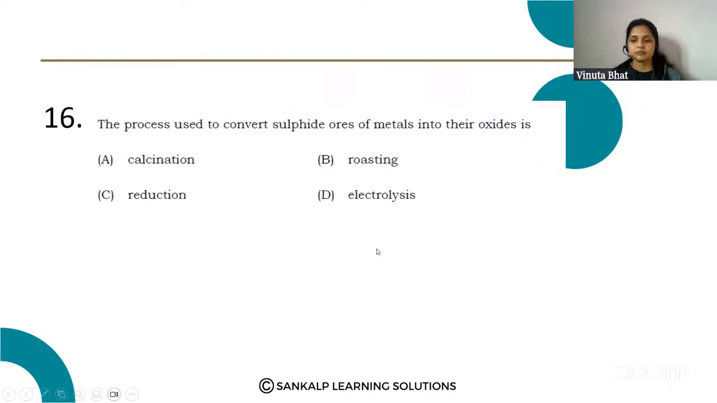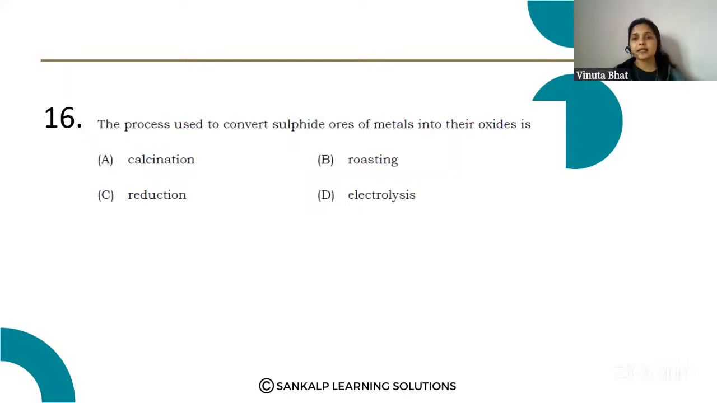Next question. The process used to convert sulfide ores of metals into their oxide. Option A, calcination. Option B, roasting. Option C, reduction. Option D, electrolysis. Yes, option B, roasting, is the correct answer. What is calcination? What is reduction? What is electrolysis? I hope you know the meaning of these words.